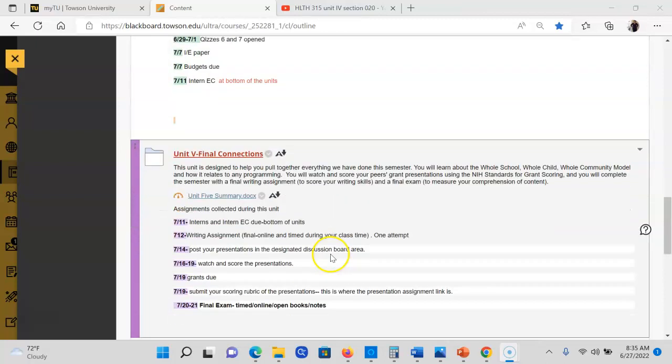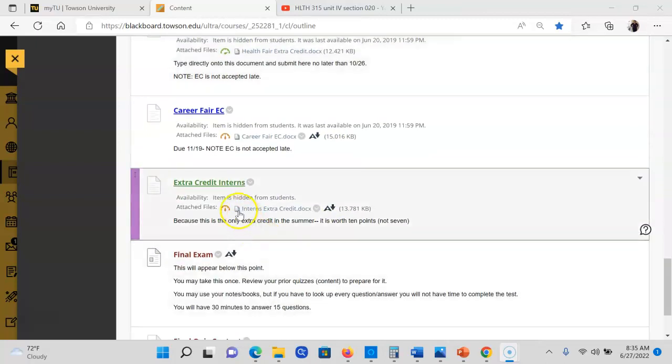Interns, it says here extra credit. You cannot see that extra credit because it's hidden from you, because I'm waiting to hear back on what day the interns are coming, and then I need to make sure that the assignment that's here matches what they're going to do.